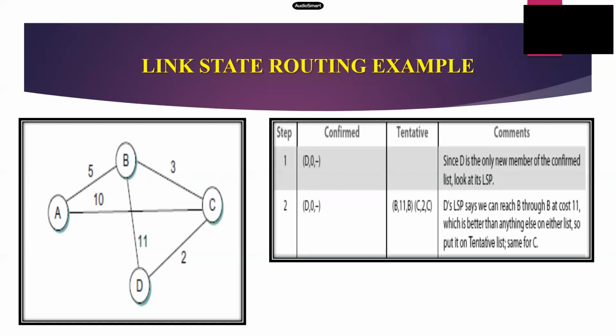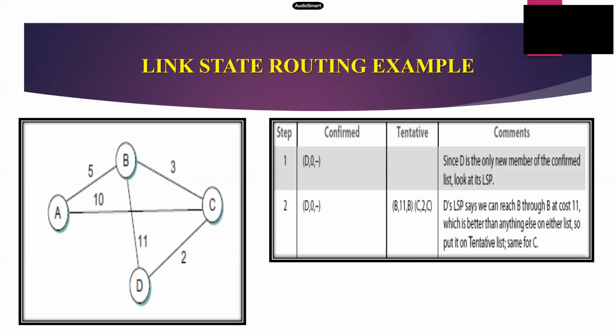Okay, from D you can visit B. The target node is B. What is the cost? Second parameter, total cost 11. What is the next hop? No next hop, directly connected. So the next hop is B.